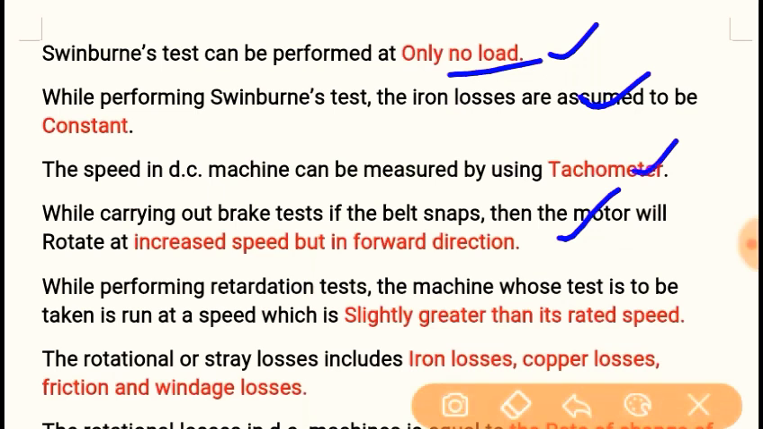While carrying out the brake test, if the belt snaps, then the motor will rotate at increased speed but in the forward direction. While performing the retardation test, the machine whose test is to be taken is run at a speed slightly greater than its rated speed.